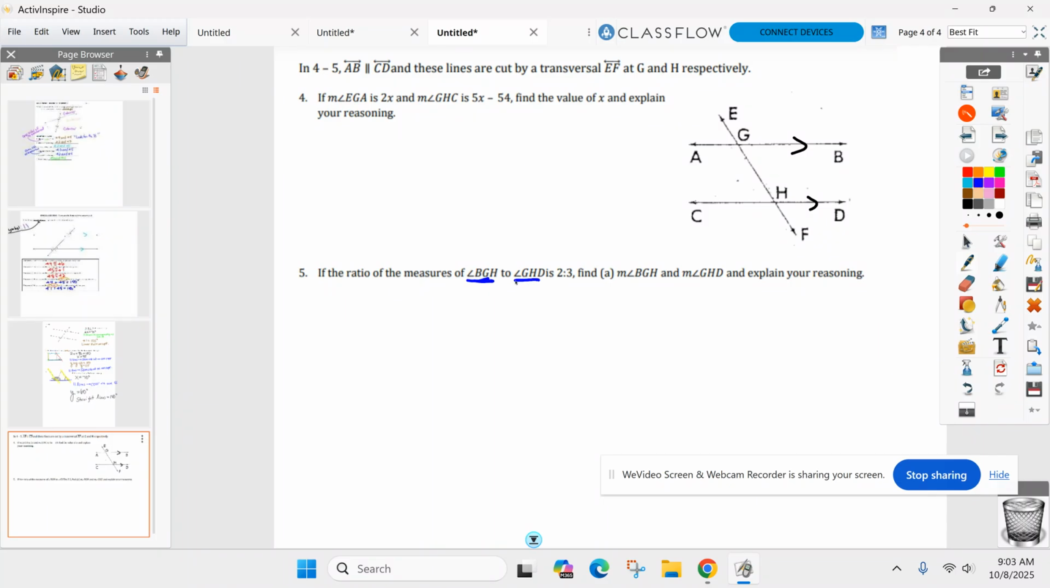BGH and GHD are in a ratio of 2 to 3. I understand it's been probably 3 weeks since we talked about this in Unit 1. So let me remind you, anytime we are doing a word problem where numbers are in a ratio, we cannot do anything with the numbers alone until we put X's with them. So that's how we're going to label those angles, not with a 2 and a 3, but with 2x and 3x. So now can you go to your diagram and place a 2x at angle BGH and a 3x at angle GHD?